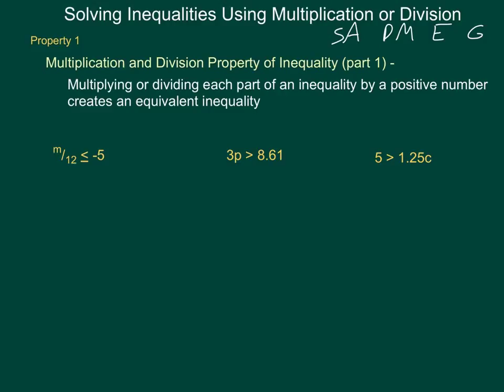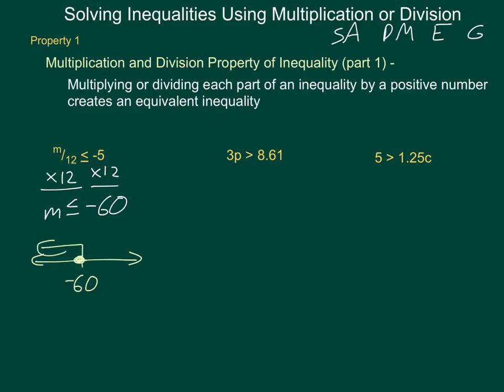Our first one, we have m divided by 12 is less than or equal to a negative 5. So since we see division in this, we're going to use a multiplication form of this property. I'm going to multiply both sides of this inequality by 12. That gives me m is less than or equal to a negative 60. So on a number line, I have my negative 60 in the middle. I'm going to fill in my circle, and I'm looking at items to the left of that.